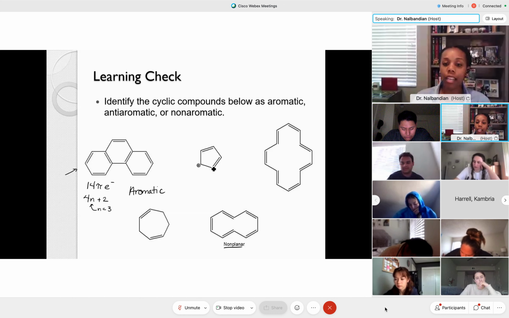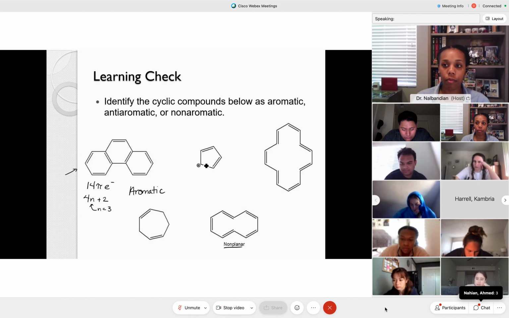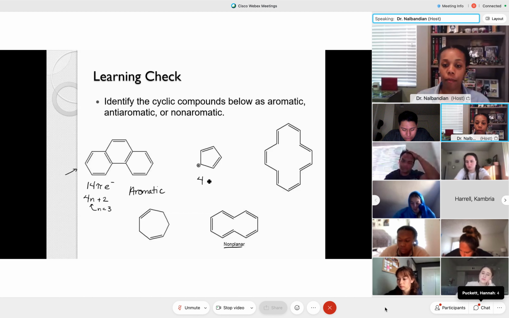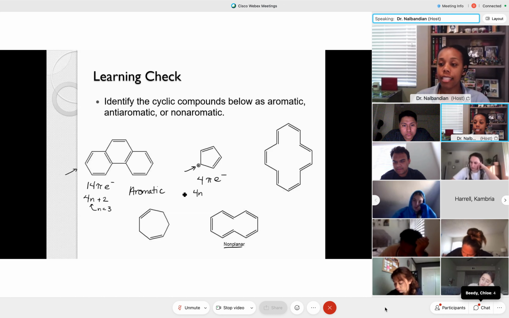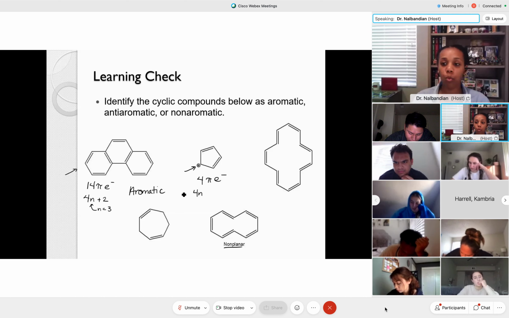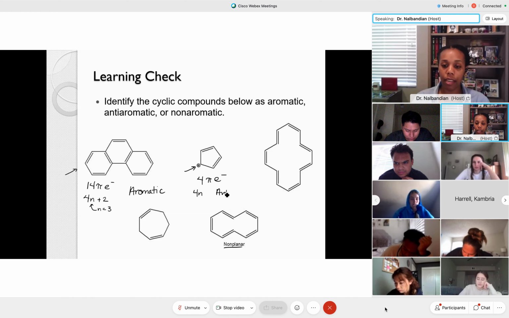All right, how many pi electrons do we have for this second one? 4. So 4 pi electrons, this would be 4n. This is conjugated because of the positive charge. It's conjugated because we can draw all these resonance forms. Without the positive charge, this wouldn't be conjugated cyclically, so it wouldn't count. It would be non-aromatic. But because we have that positive charge there, we can draw different resonance forms for this. So this one is anti-aromatic.